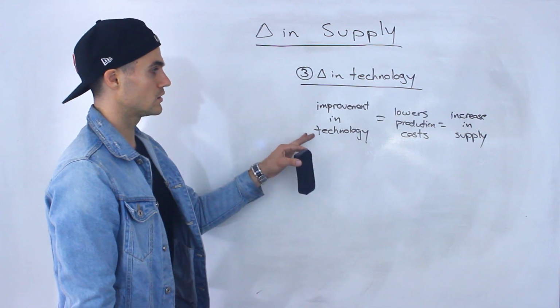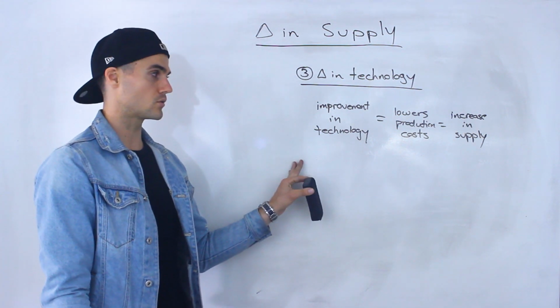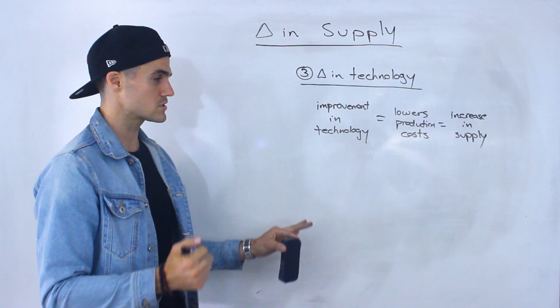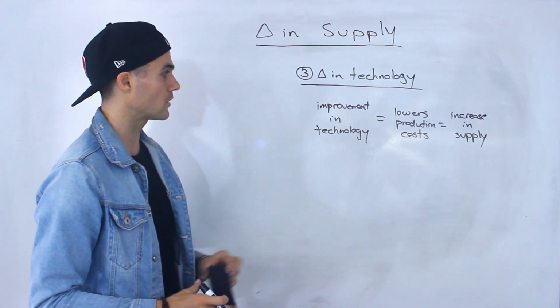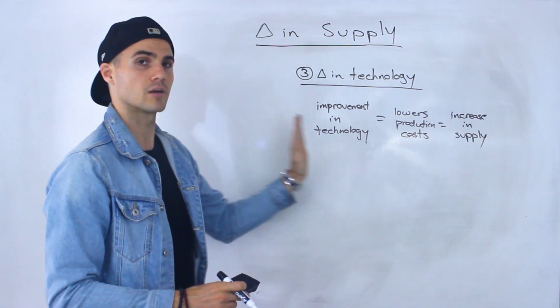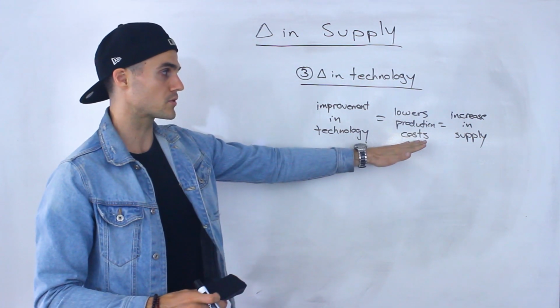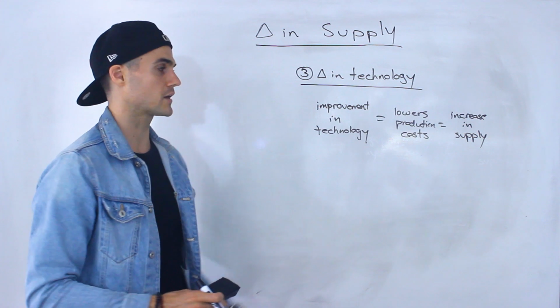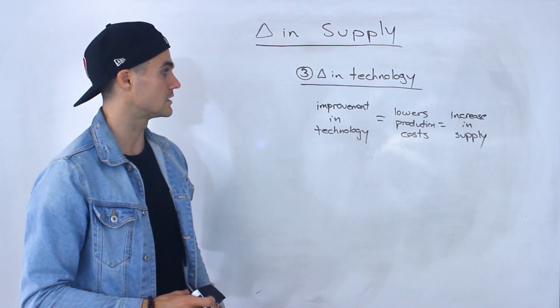And then usually it doesn't go the other way. So usually technology isn't going backwards. So that case is usually not written. I'm not going to write it either. So when we're talking about a change in technology, it's usually only an improvement in technology that lowers production costs, which respectively causes an increase in supply.